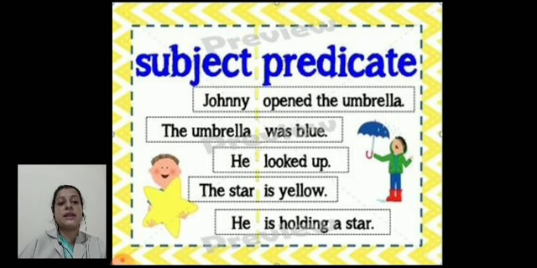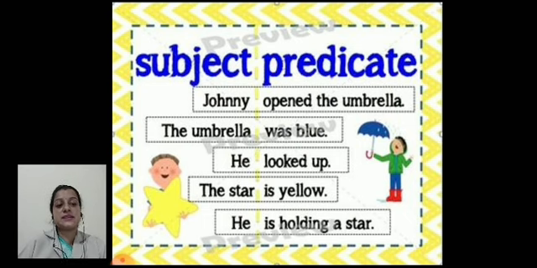It's yellow, and this part of the sentence is yellow. It tells us what or how the star is, what we are talking about, the subject, right? So "is yellow" is the predicate.